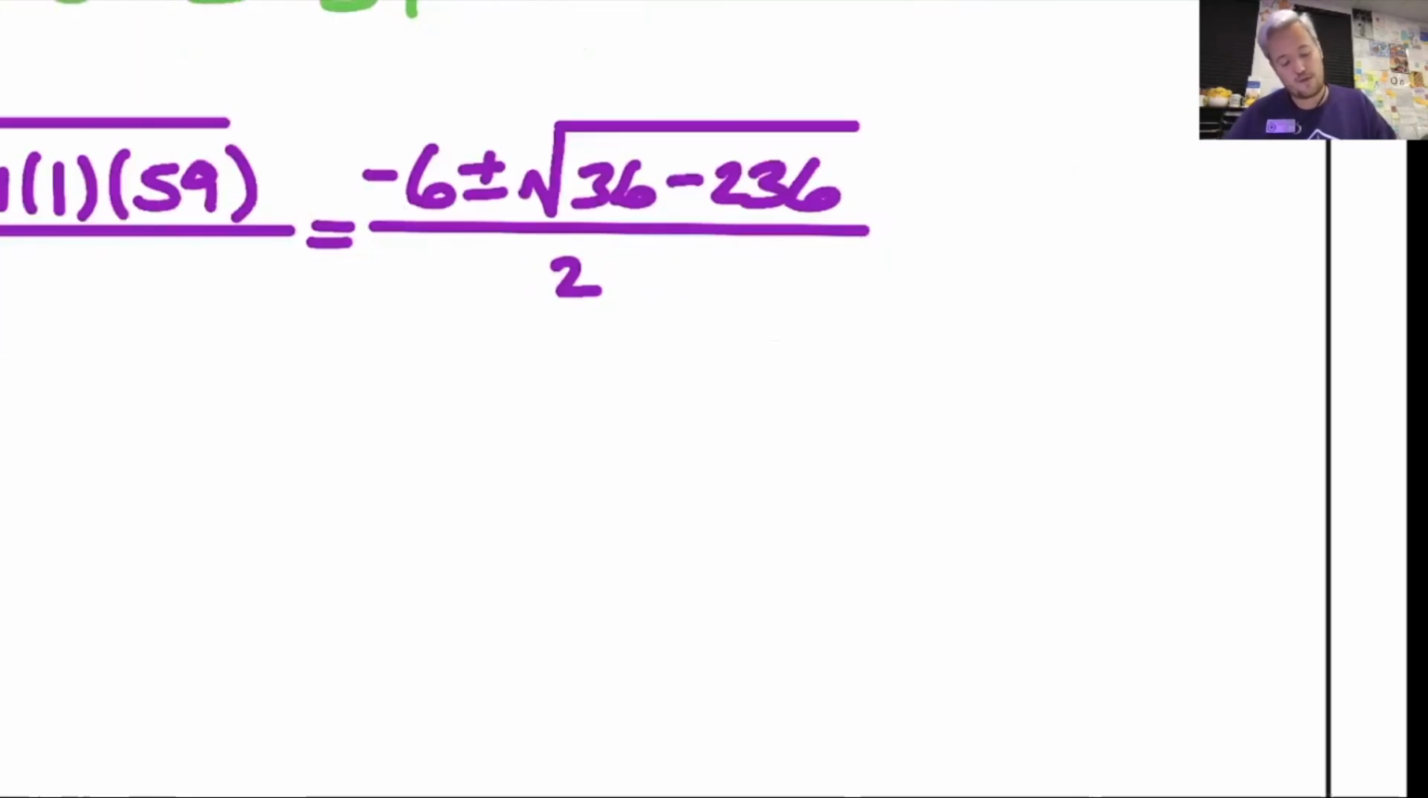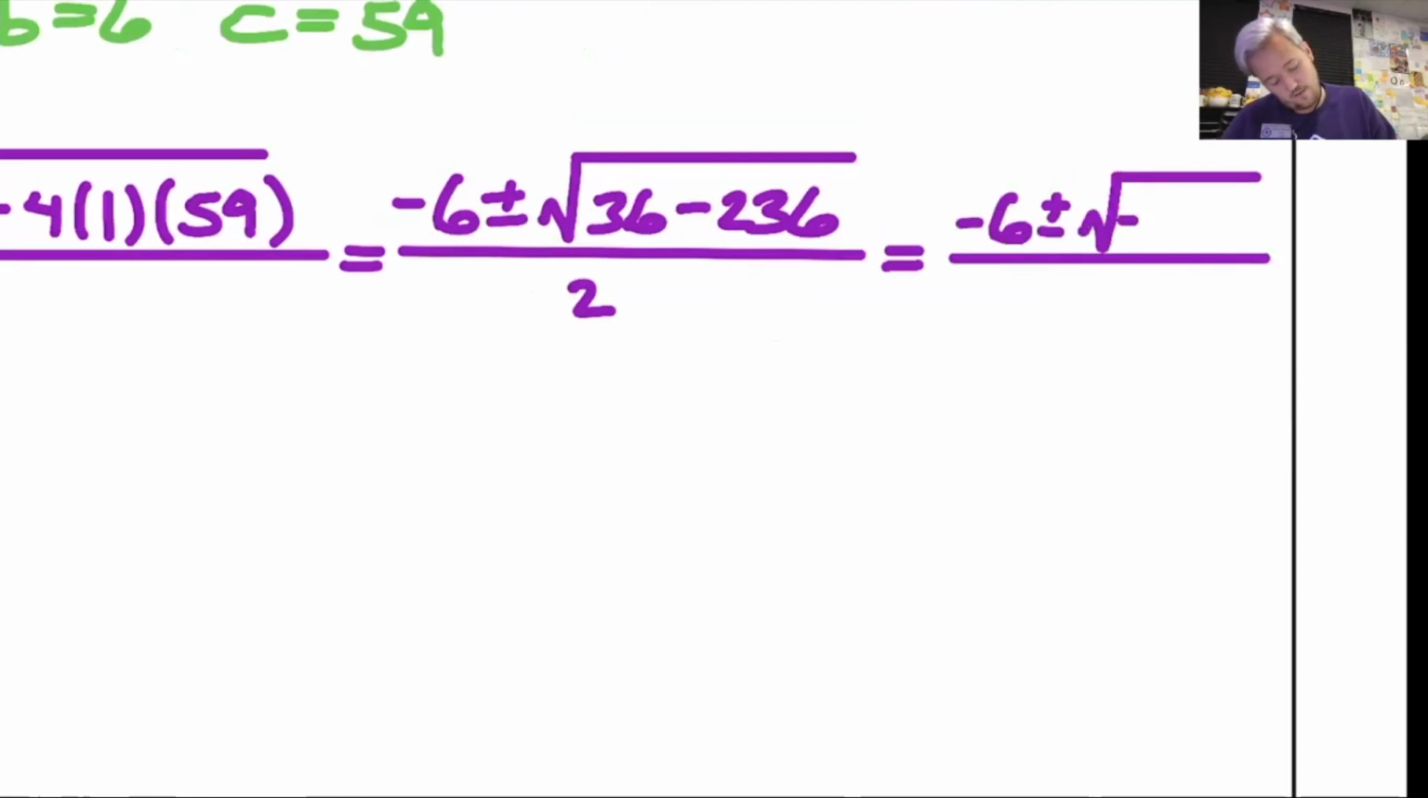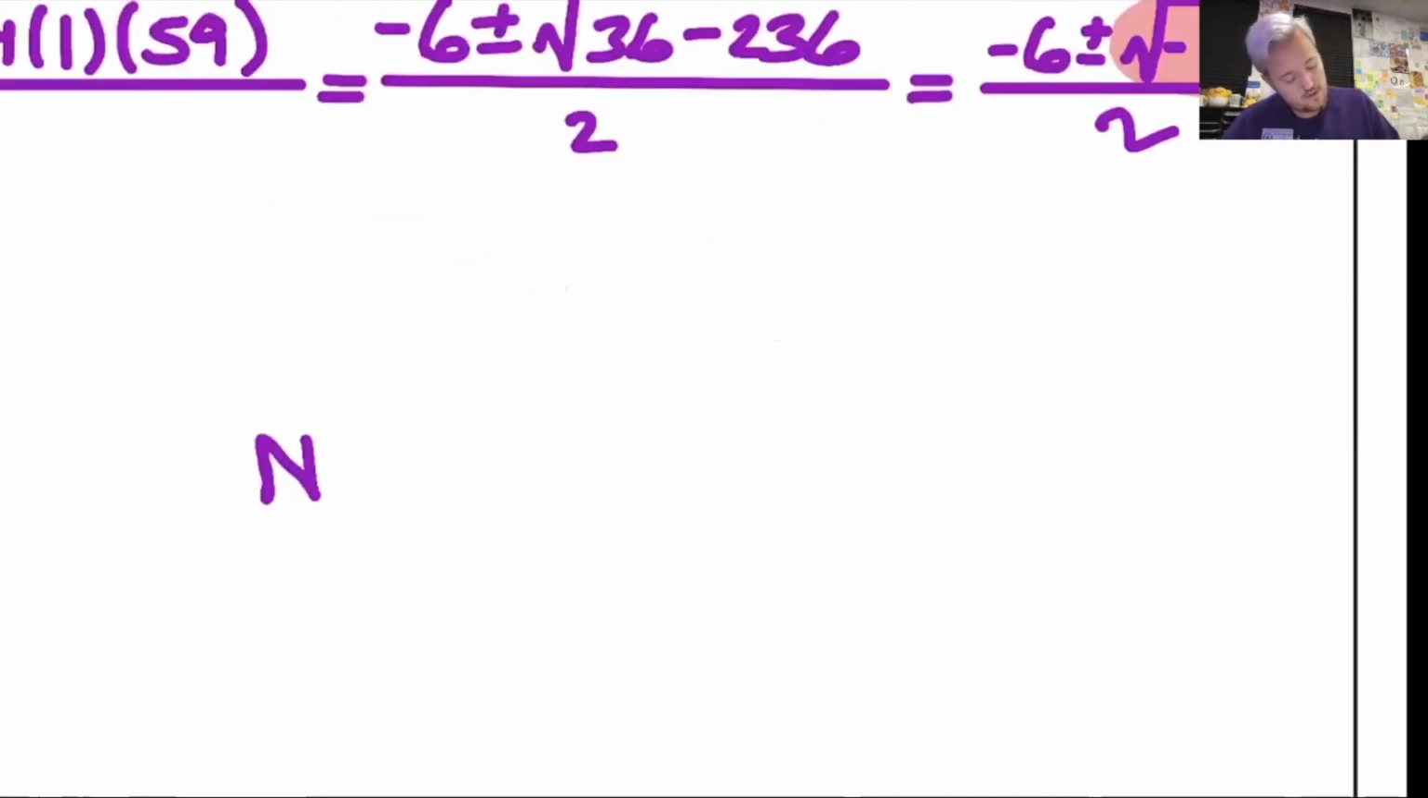Now, keep in mind when we do this next part, we're going to have negative 6 plus or minus the square root of negative 200 all over 2. So this is the big problem area right here. So we cannot take the square root of a negative number. So automatically what that means is we are going to have no real solution.